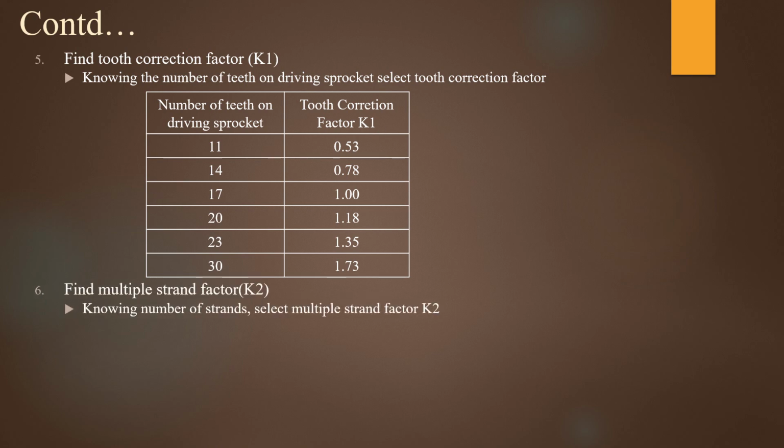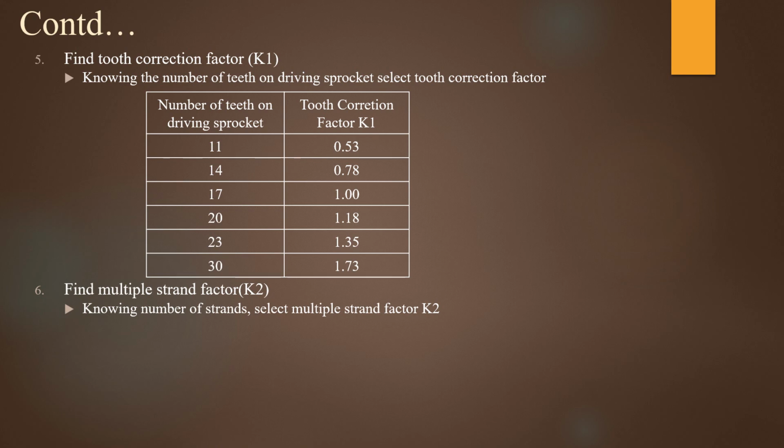Next step is to find the multiple strand factor, that is K2. Again, as I explained, the power rating of the chain given by the manufacturer's catalog is based on a condition, that is, the chain has a single strand.